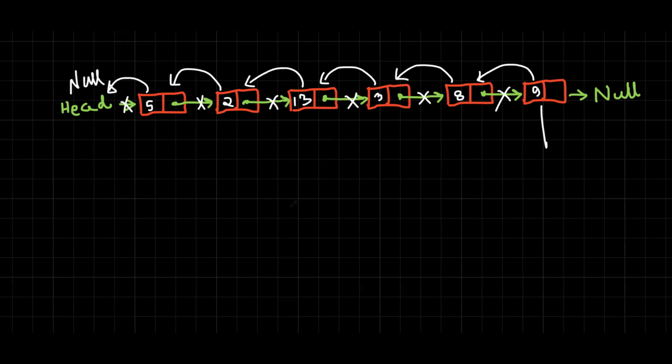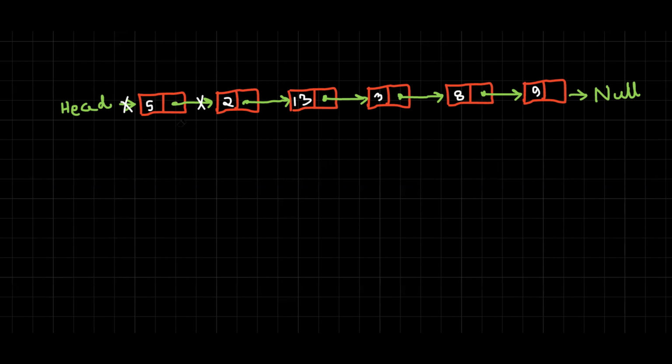Now here, we can use the two pointers mechanism. Now let's understand how we can use the two pointers mechanism in this problem. Initially, let's take 2 pointers. One is previous and one is current. But before that, let's take a value null. And initially, previous is pointing to null and current will be pointing to the first element.